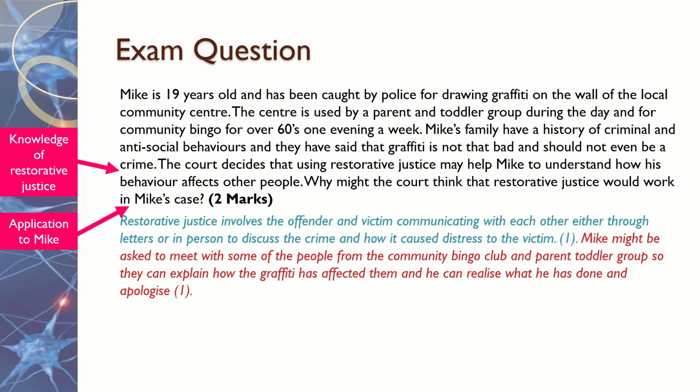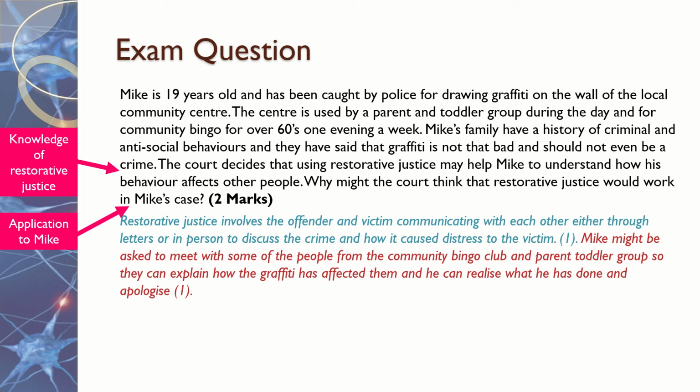So, I've written that restorative justice involves the offender and the victim communicating with each other through letters or in-person discussion of the crime and how it causes distress to the victim. That's given me 1 mark for my knowledge of restorative justice. That's the bit in blue. Mike might be asked to meet with some people from the community bingo club and parent-toddler group so they can explain how the graffiti has affected them and he can realise what he's done and apologises.